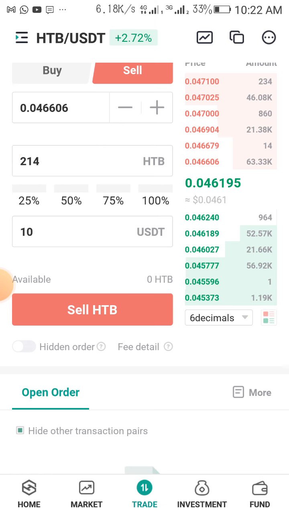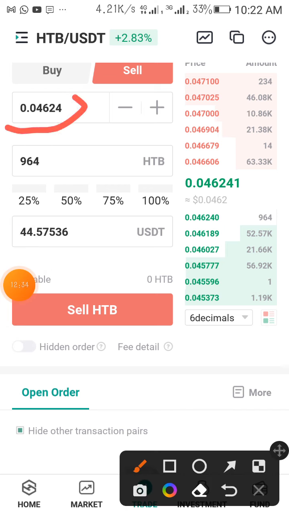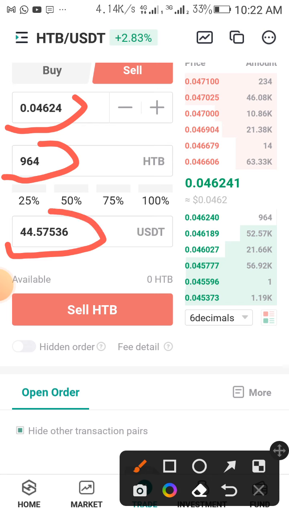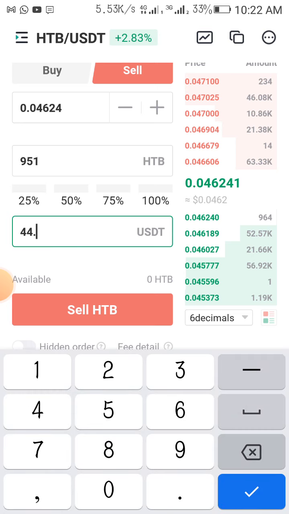But if I want to sell off everything, I'll just go ahead and click on the best rate here, which is the first one, and he wants to buy at the rate of 0.046240, and the quantity he's demanding is 964. So I can sell all my coins to him. If I click on it, you will notice that his price was updated here, and the amount he wants to buy is also updated, and the equivalent in USDT is here. But it's obvious that I don't have up to that amount. I only want to sell off my $10 worth.